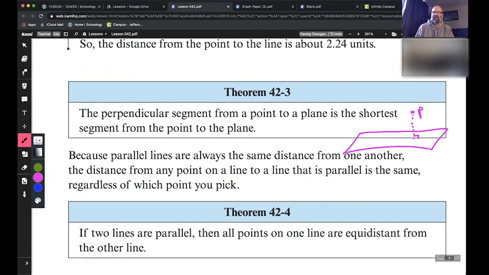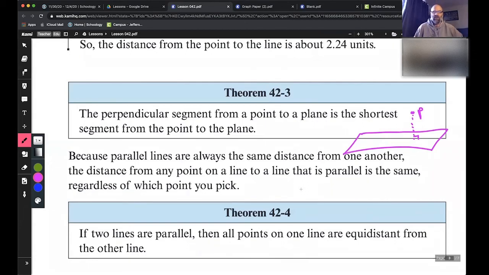Do you see the plane there and then the point not on the plane? If I dropped it straight down perpendicularly, then that would be the shortest distance. And that's always the shortest distance. If you're up in the air and you fall, the shortest distance is straight down, 90-degree angle, perpendicular.